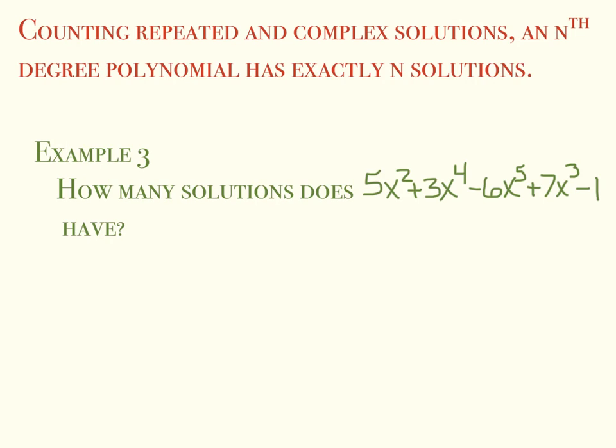Alright, so how many solutions does 5x squared plus 3x to the fourth minus 6x to the fifth plus 7x to the third minus 1 have? I'm just asking how many does it have? You don't have to tell me what they are. You don't have to tell me what kind they are. All you have to do is know how many there are going to be. And we're just going to look at the degree. Don't be fooled. The 2 is first, but that doesn't make it the degree. The 5 is biggest, so the 5 is the degree. And if 5 is the degree, then there are 5 solutions.